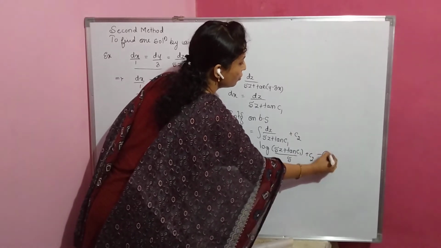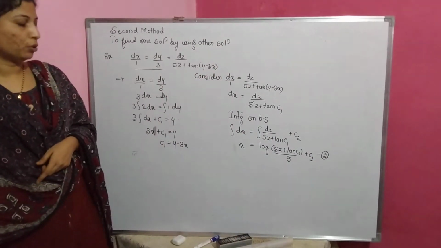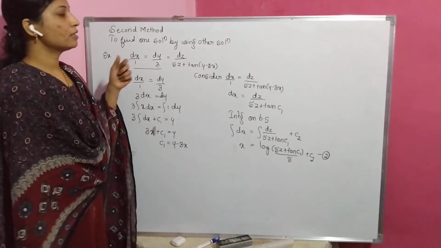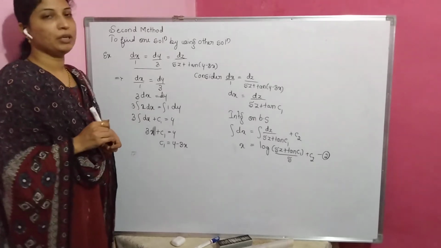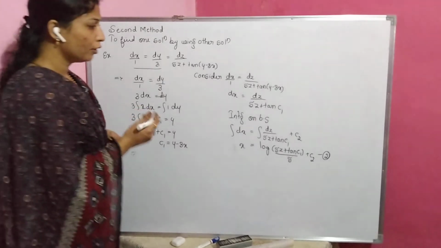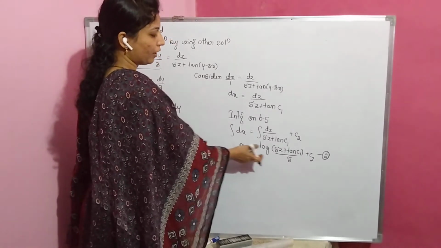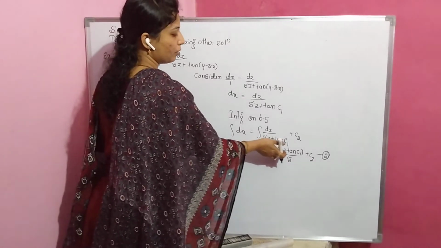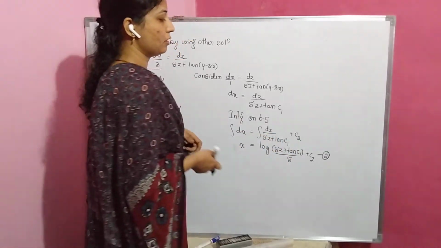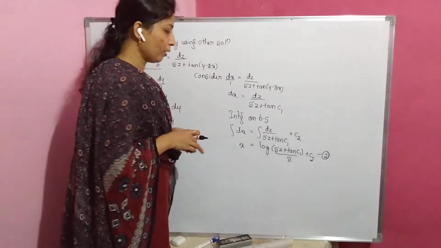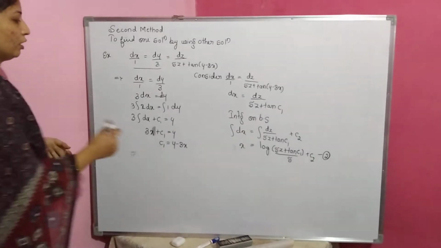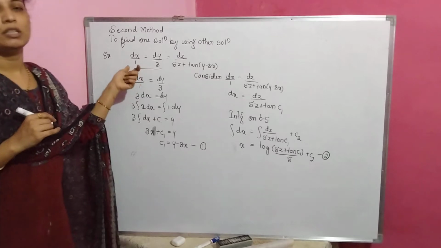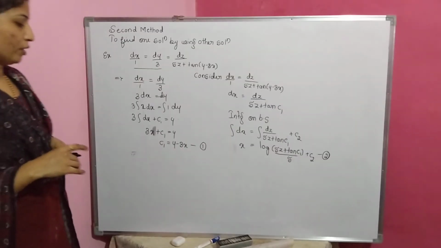Call this as equation 2. Again equation 1 and equation 2 give the solution of the given symmetric simultaneous differential equation. Or here we can write one more term: the LCM is 5, so it is 5x is equal to log 5z plus 10c1 plus 5c2. This equation 1 and this equation 2 give the solution of the given symmetric simultaneous differential equation.